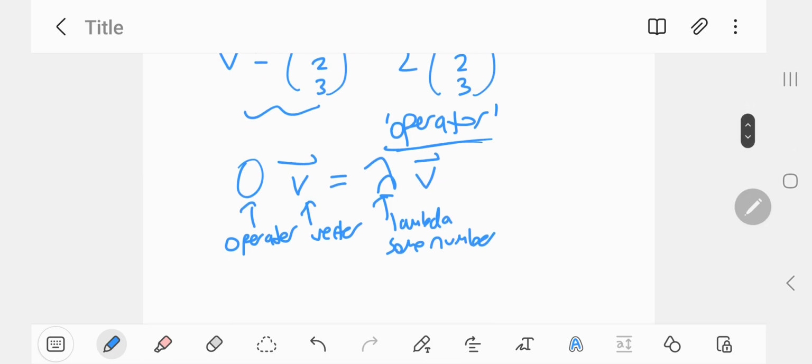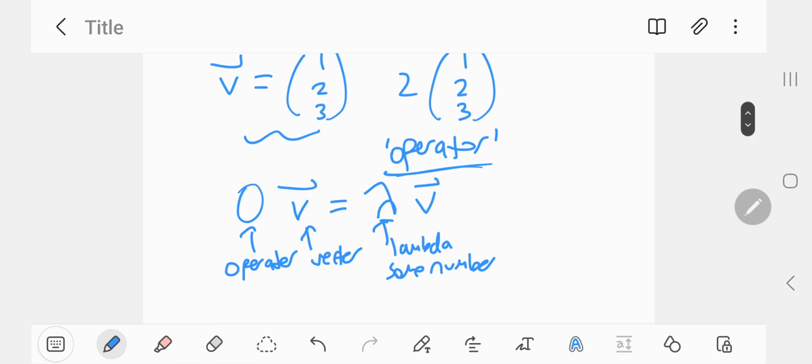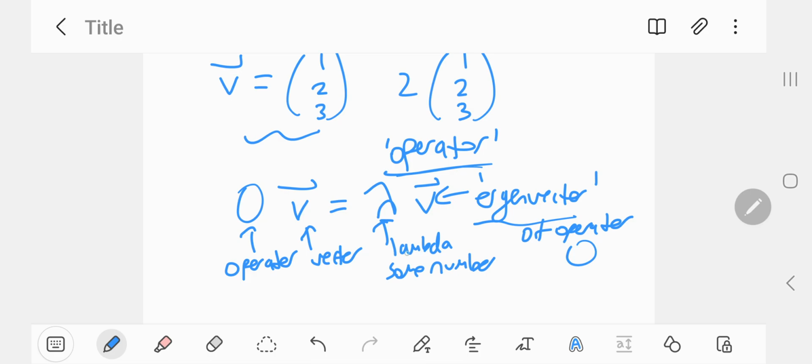Accordingly, the vector v is said to be an eigenvector. It's given the fancy name eigenvector of the operator O, and lambda is the eigenvalue of the operator O. Eigenvector, because v is a vector; eigenvalue, because lambda is a value, a number.